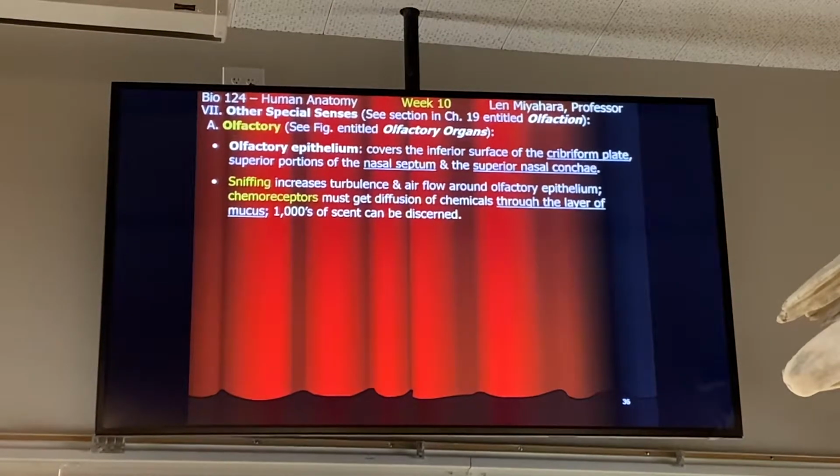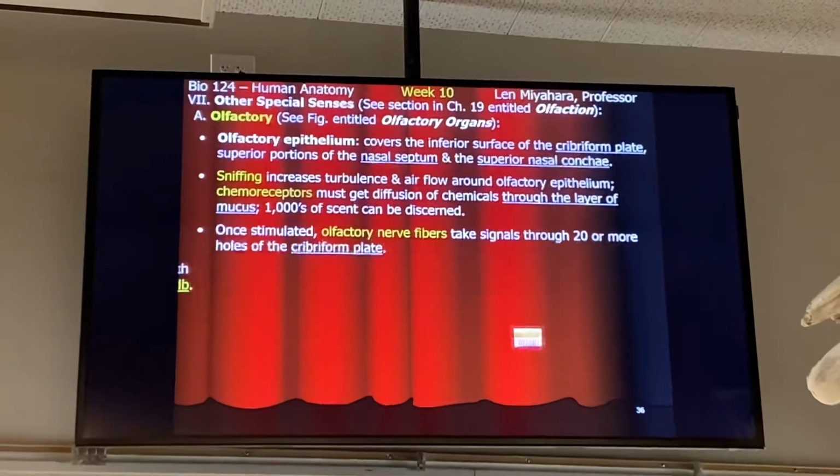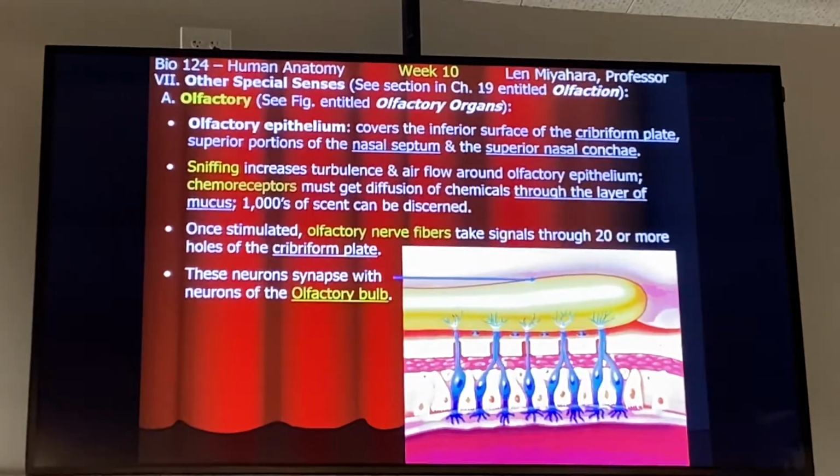In order for you to smell something, you have to have that chemical diffuse through a layer of mucus. If it cannot dissolve and diffuse through a layer of mucus, you can't smell it. That's why certain things are odorless. Everybody's heard, oh, this chemical's odorless? It's because it can't get through the mucus layer. Everybody got it? And you can discern thousands of different scents.